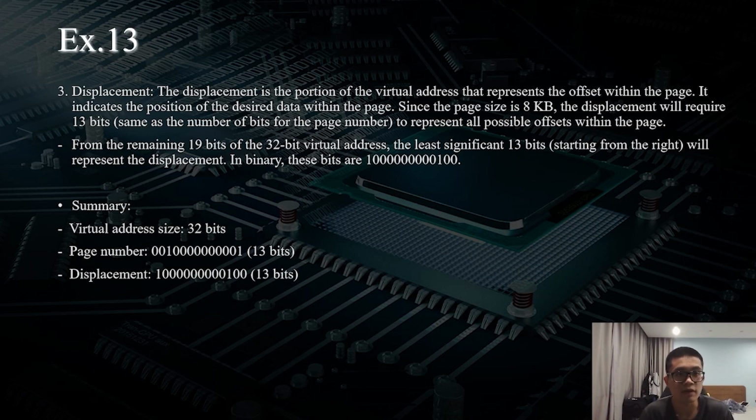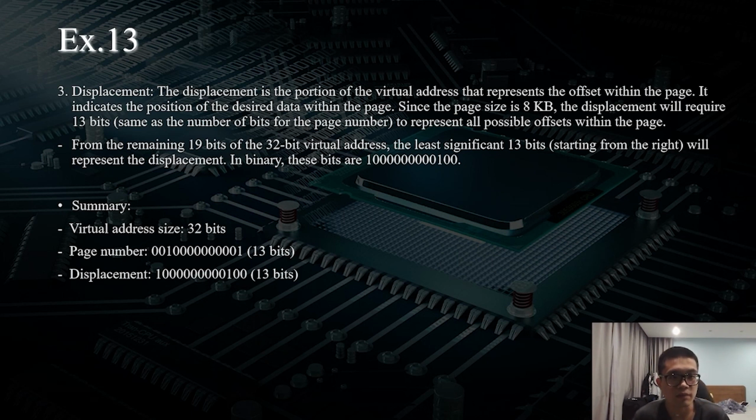3. The displacement. The displacement is the portion of the virtual address that represents the offset within the page. It indicates the position of the desired data within the page. Since the page is 8 kilobytes, the displacement will require 13 bits to represent all possible offsets within the page from the remaining 19 bits of the 32-bit virtual address. The least significant 13 bits will represent the displacement, and you can see the binary bits on screen.